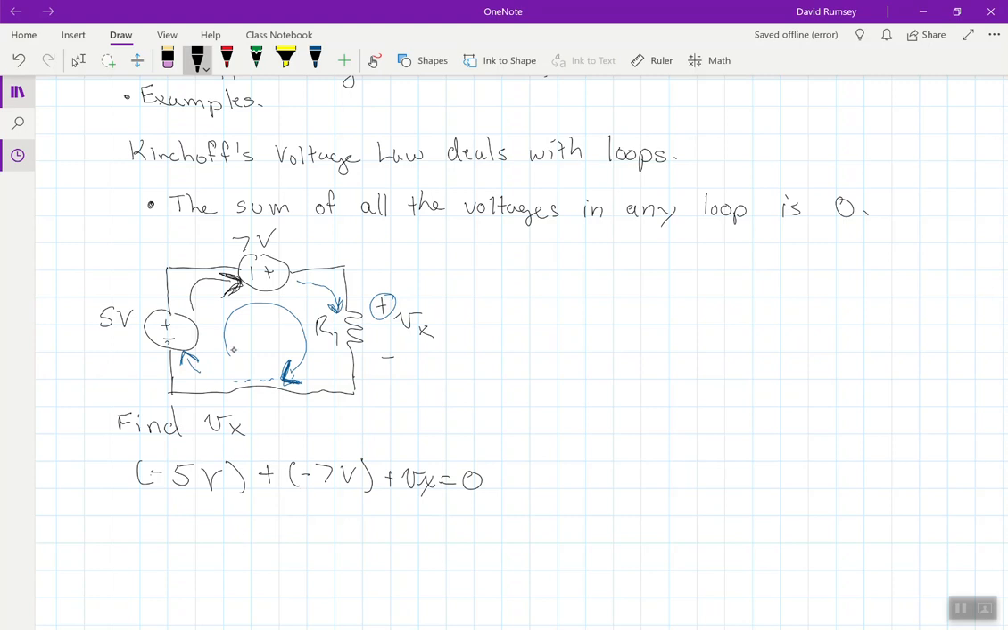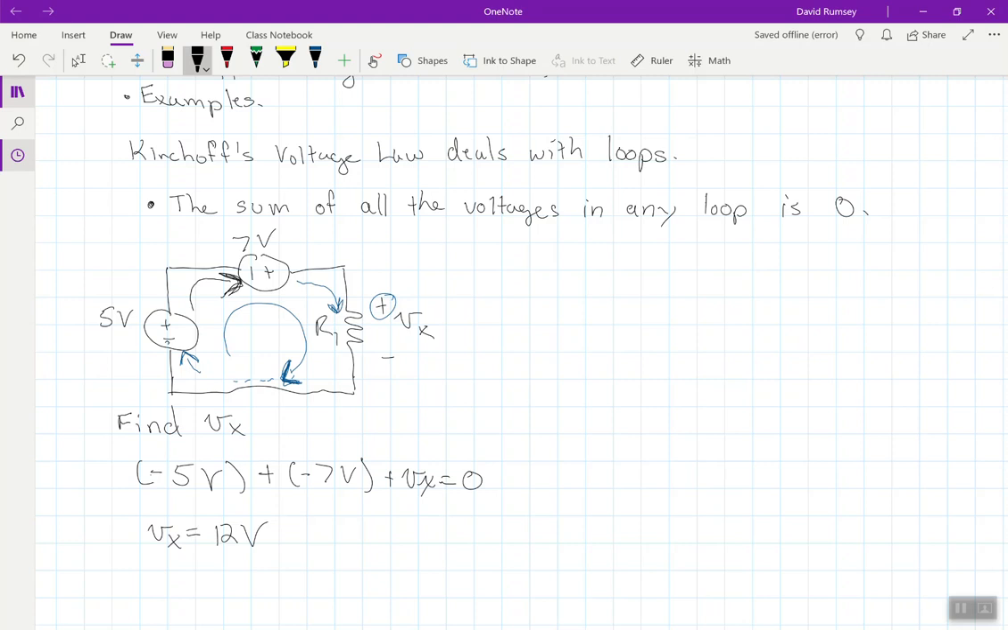So we've done our loop now. There are no other components in this loop. So that's it, and now we just have a very simple equation to solve. Just solving this, I'm not even going to bother showing you the work, we get Vx is equal to 12 volts. So the voltage across that resistor is 12 volts.